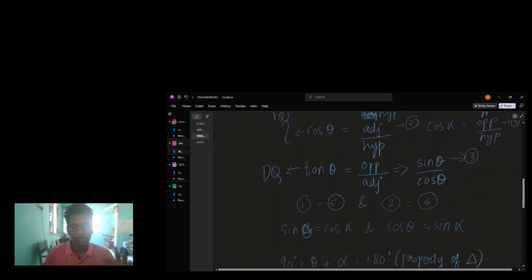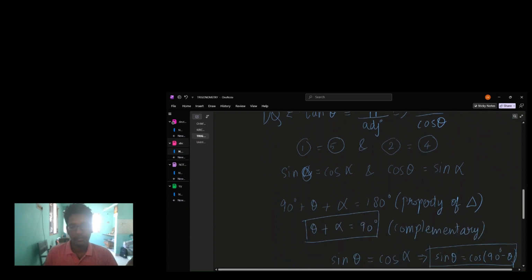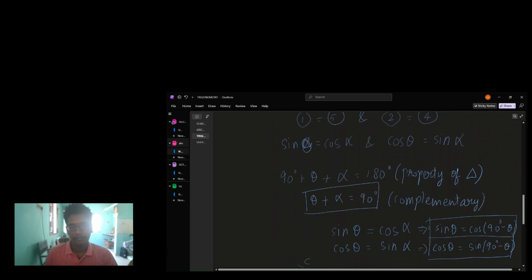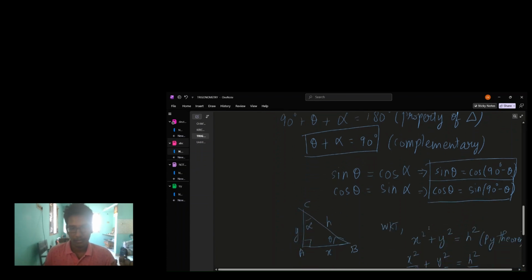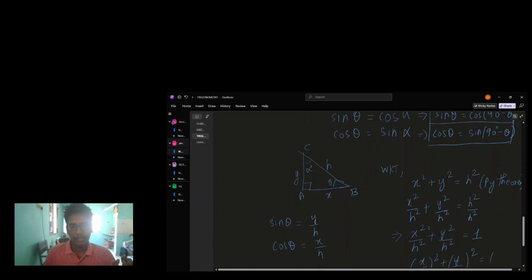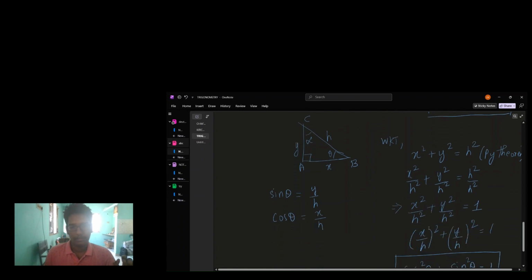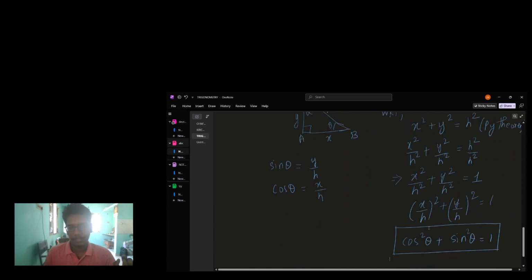And if the angles are complementary to each other, then there is a property where sin theta is cos of 90 minus theta and cos theta is sin of 90 minus theta. Complementary means if one angle and another angle added up get 90 degree. And the other property which we have learned is cos square theta plus sin square theta is equal to 1.